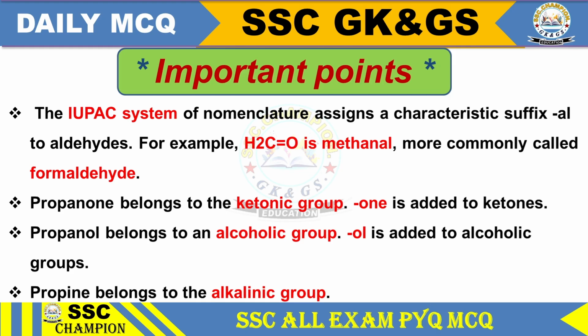The IUPAC system of nomenclature assigns a characteristic suffix -al to aldehydes. For example, H2C=O is methanal, more commonly called formaldehyde. Propanone belongs to the ketonic group; -one is added to ketones. Propanol belongs to the alcoholic group; -ol is added to alcohols. Propyne belongs to the alkyne group.